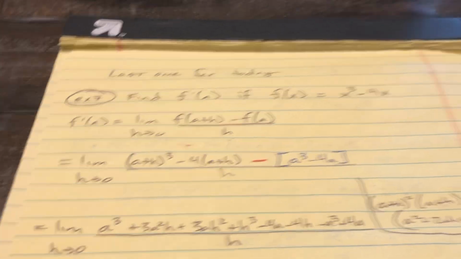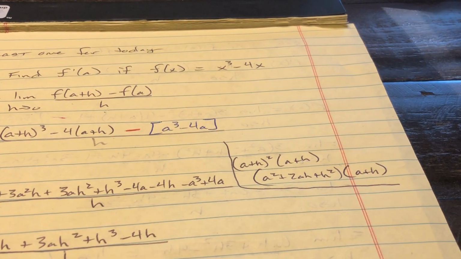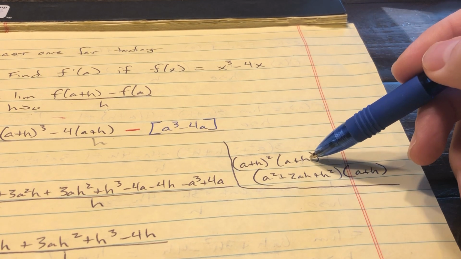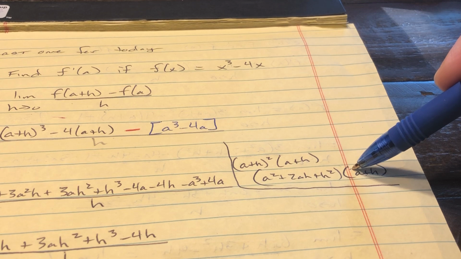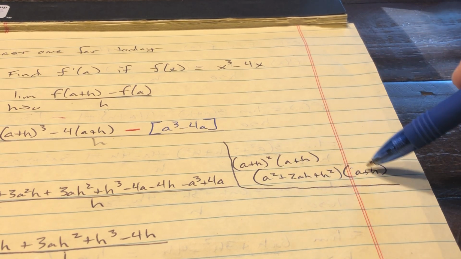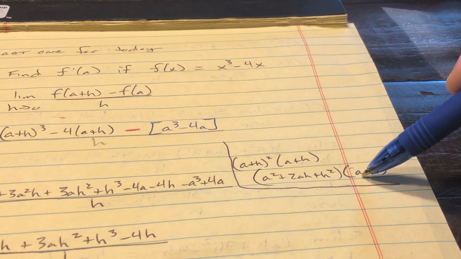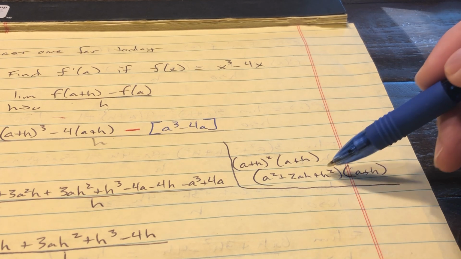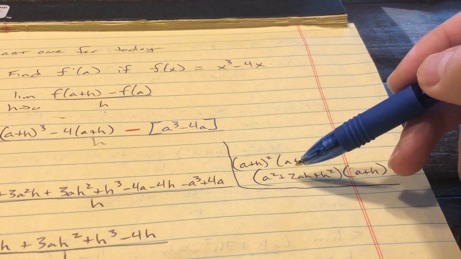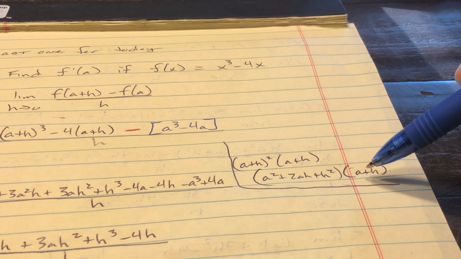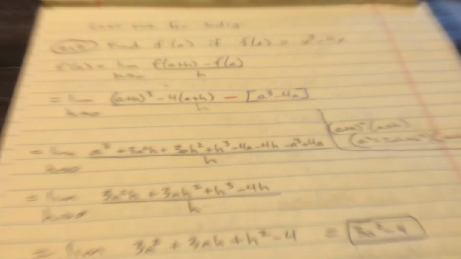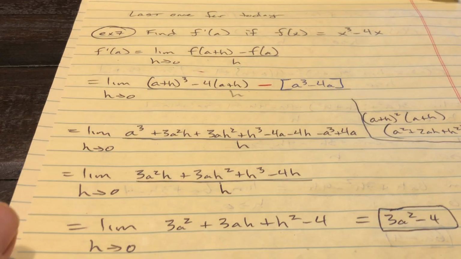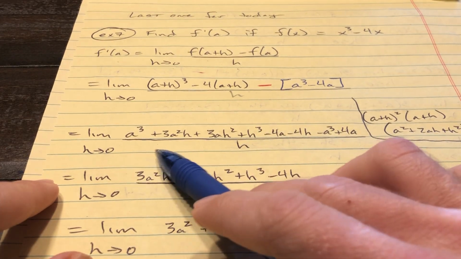Now off to the side, I've done the work for a plus h to the 3rd. That's like a plus h squared times a plus h. This is a plus h squared, a squared. Then you're going to have 3 of the a squared h's. Then you're going to have 3 of the a h squareds. Then you're going to have h cubed. All right. So that is what we got.